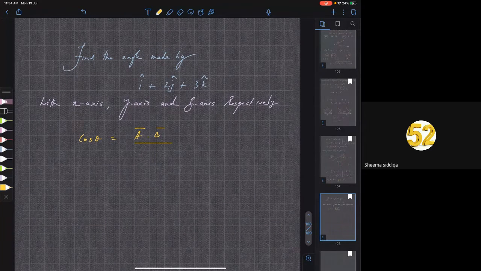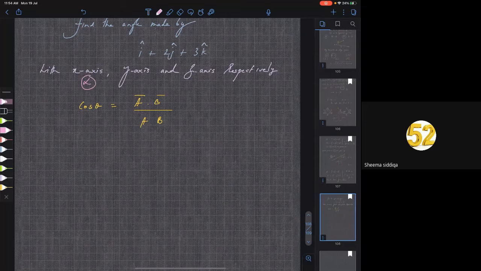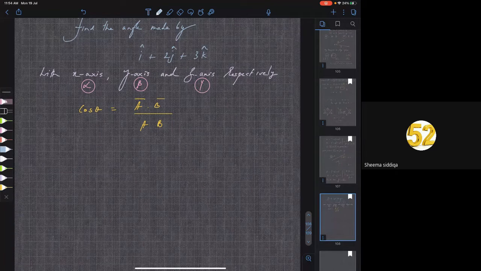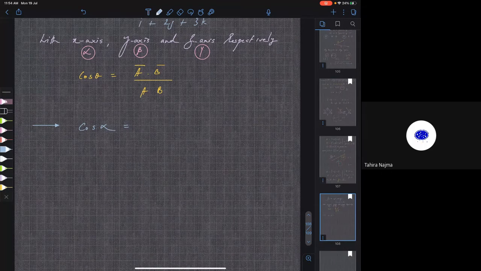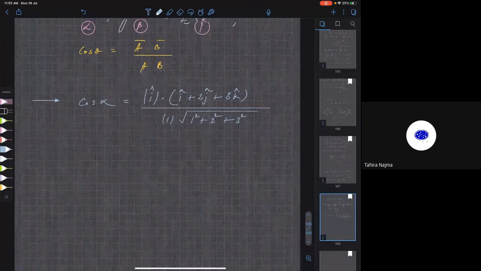Now let me call these angles alpha, beta and gamma. What is cos alpha equal to? What is the vector along the x-axis? It is i cap, right? So I'll take i cap and dot it with i cap plus 2j cap plus 3k cap, divided by magnitude of i cap, which is 1, and magnitude of this vector, which is under root of 1 square plus 2 square plus 3 square. Clear?